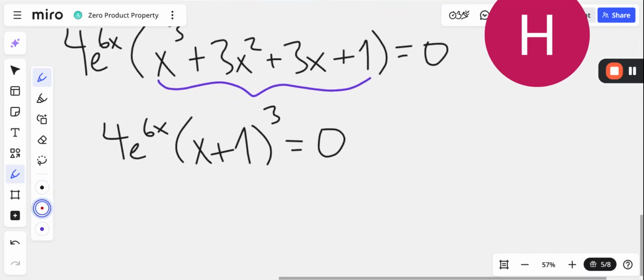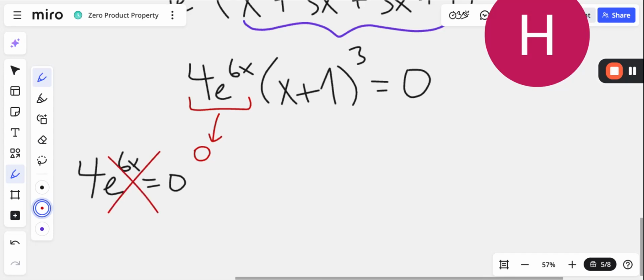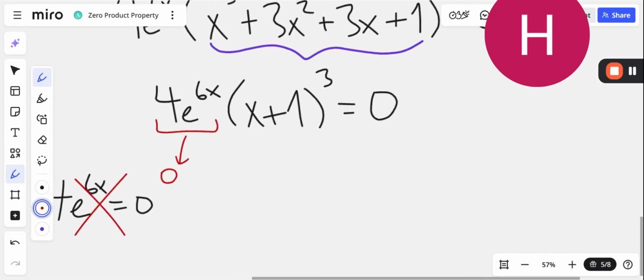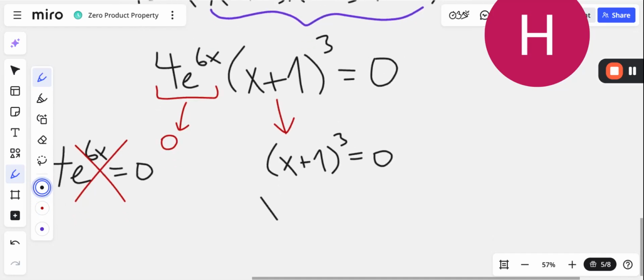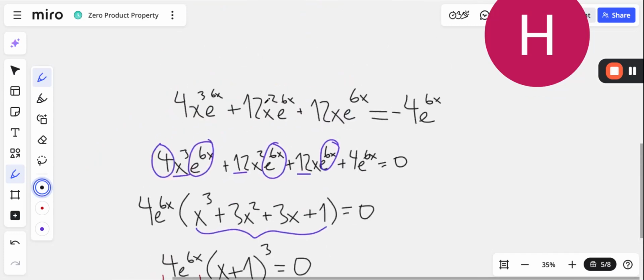I can say that either this thing here equals 0, and really you don't need the 4, but you could include the 4. We say e to the 6x equals 0, or 4e to the 6x equals 0. Of course, we know that's not true. It's never true. Get used to seeing that, where e is a factor, and it's never equal to 0, so that kind of saves you some time there. And then we have the possibility that x plus 1 cubed is equal to 0, which of course would just mean that x plus 1 equals 0. And our solution for that is x equals negative 1. That is the only solution to this equation.